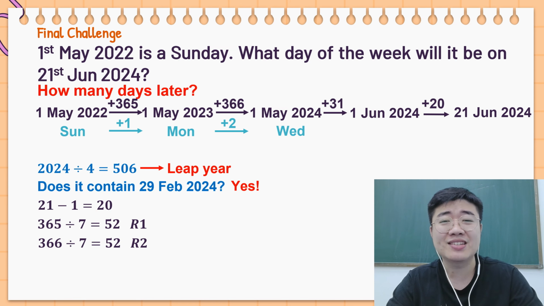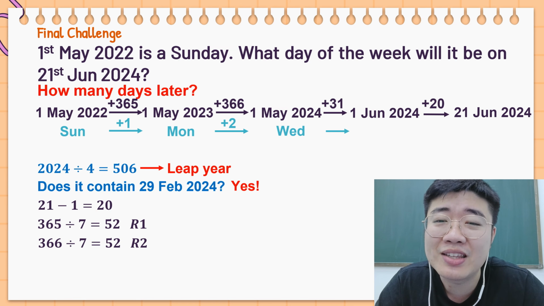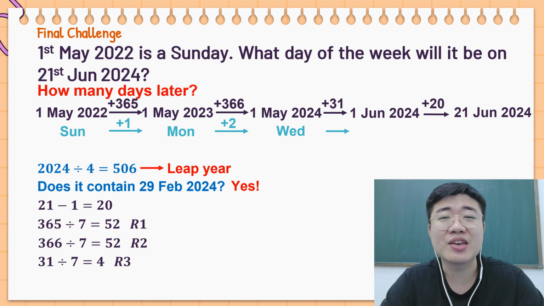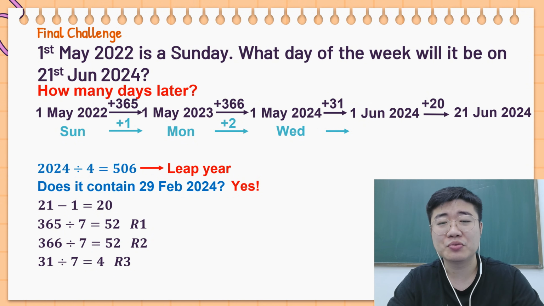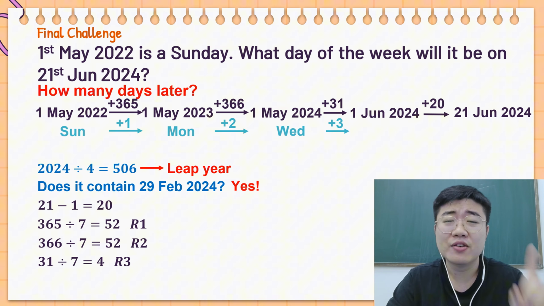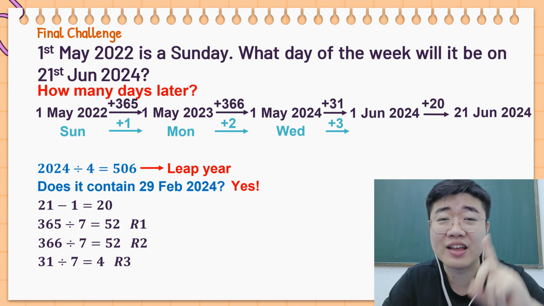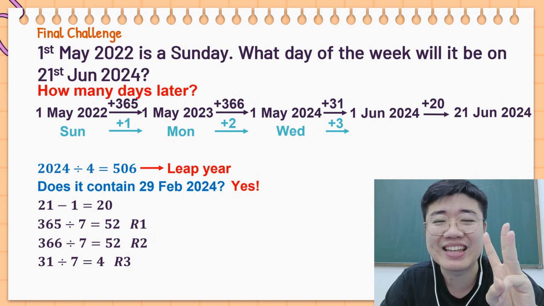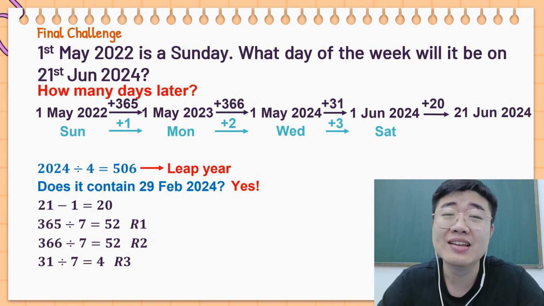Then 31 days later. So let's do 31 divided by 7. This gives us a remainder of 3. So means that here is 3 days later. After Wednesday, first day is Thursday, then Friday and Saturday. So this part, it will be a Saturday.